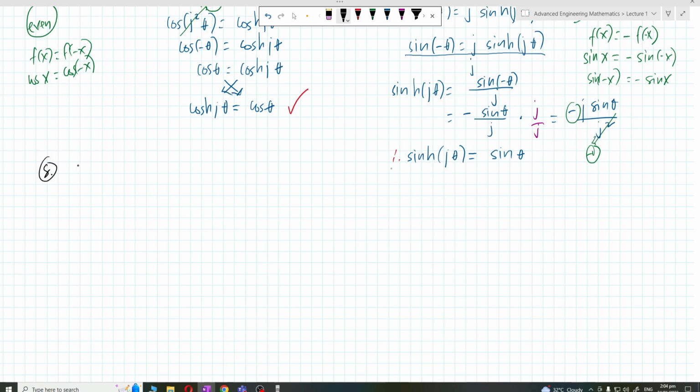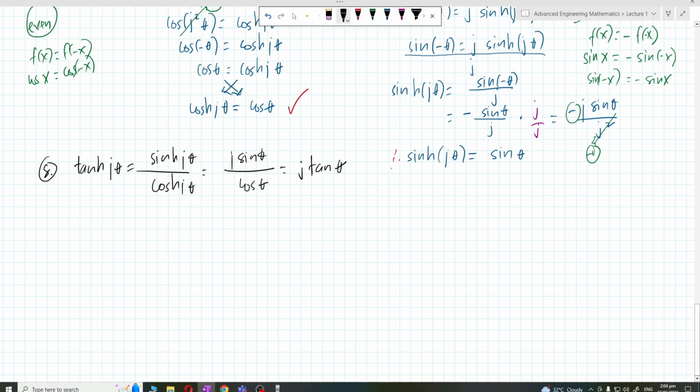Okay, so tangent hyperbolic of j theta is the same as the sine hyperbolic of j theta over the cosine hyperbolic of j theta. And what is sine hyperbolic? Okay, same as j sine theta. Okay, yung cosine hyperbolic naman is same as cosine theta. And sine over cosine is tangent. So j tangent of theta. Okay, j tangent of theta.